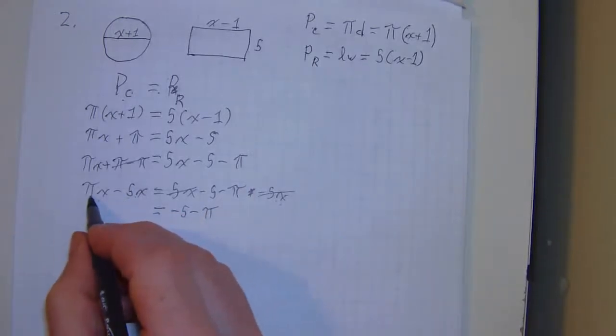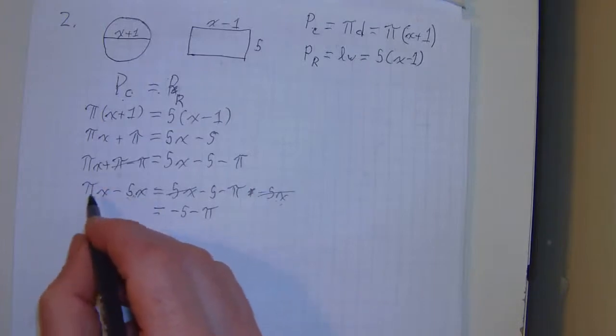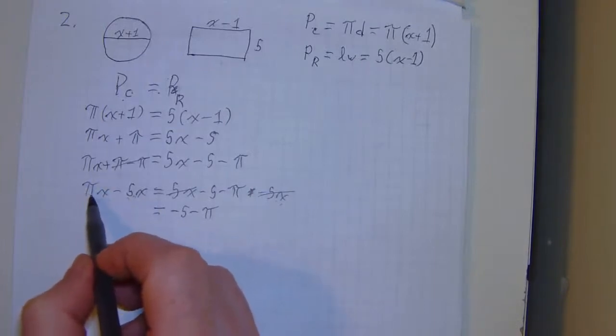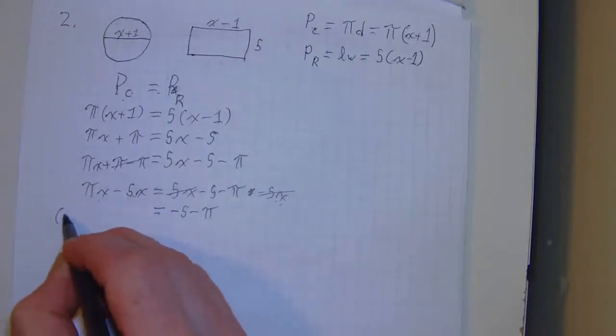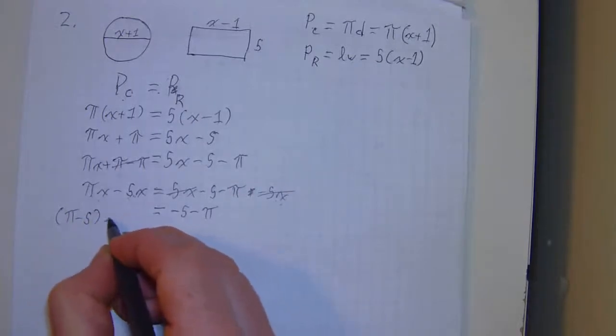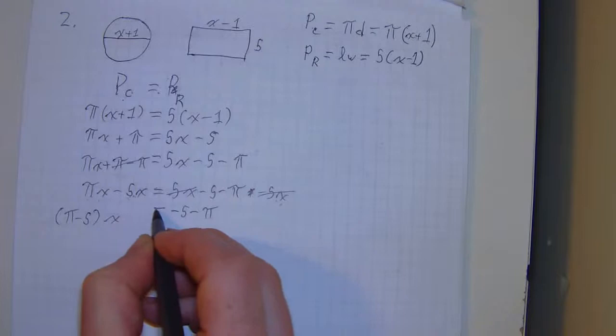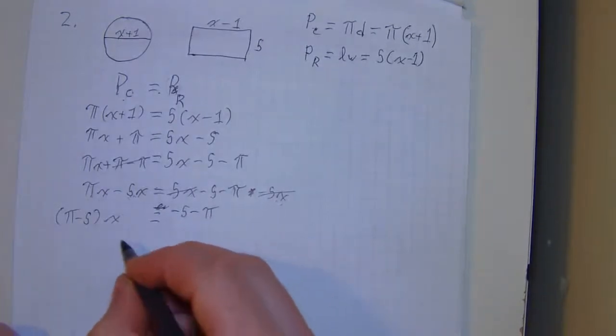Over here, well, we can put these together with like terms, and it's a little weird, but we know that normally, like if this was 8, we'd do 8 minus 5 to get 3. In this case, we're just going to do pi minus 5, and we could calculate the decimal, but it's a little easier to just leave it there. And then that equals minus 5 minus pi.